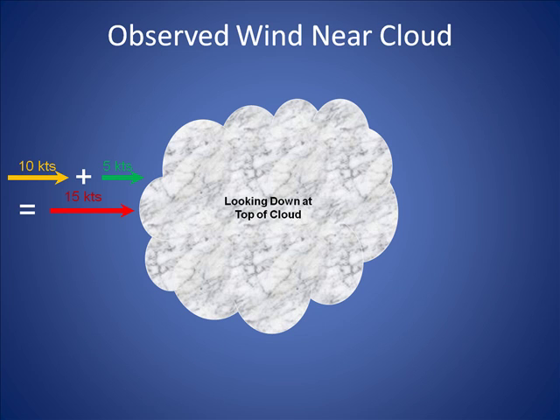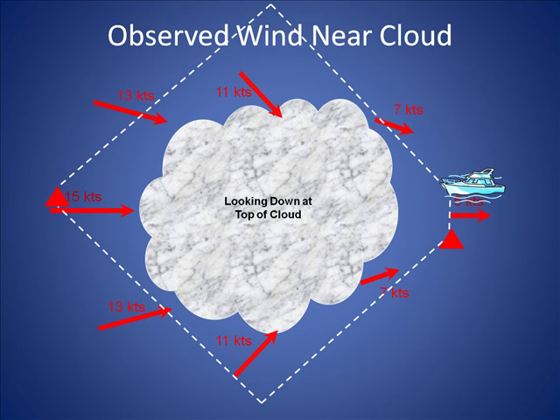Now on the other side of the cloud, we also had a 10-knot gradient wind and a 5-knot wind caused by the updraft cloud, but they're flowing in different directions. So in this location of the cloud, the winds partially cancel each other out to cause a 5-knot wind. And this occurs to a varying degree all around the cloud based on the direction and strength of the two winds. So if we reapply the race course, you can see how this can play into some strategy.